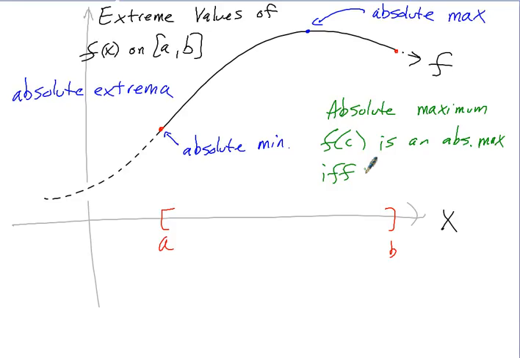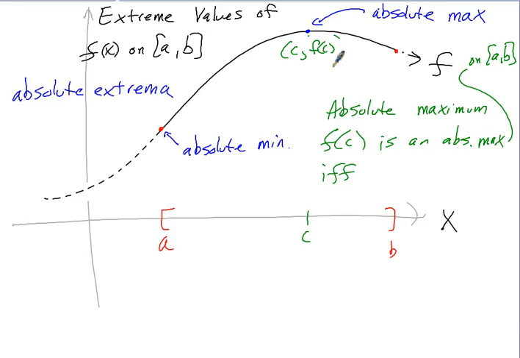We're looking at the interval from A to B. Absolute max on A to B, the dot is C. In this case, that would be the value of C we're talking about right there. The coordinates of the point would just be C, f of C. So what's true then of f of C? How do we say that?